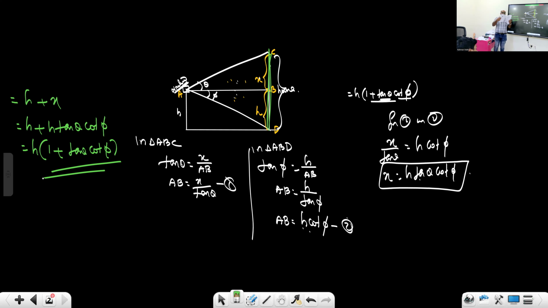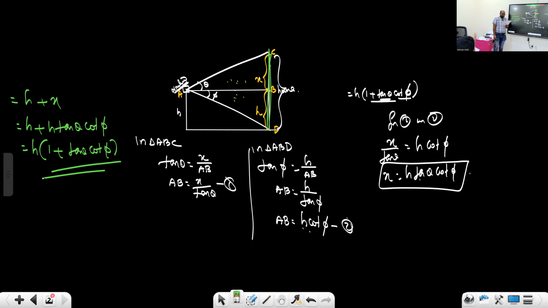Next question. Simply don't write anything. Next question. Question number 9. This was previously asked in one of the board exams.